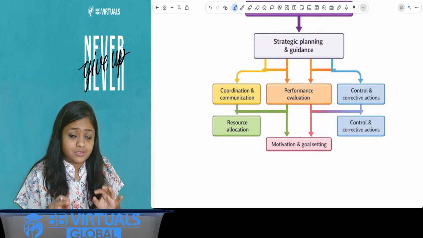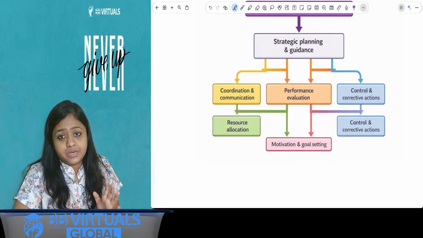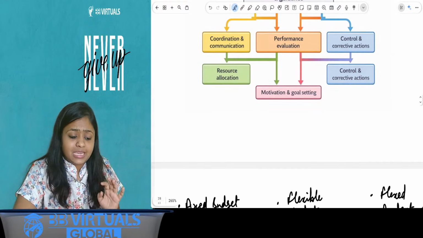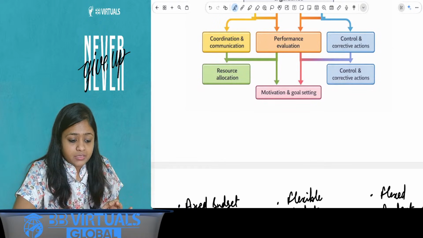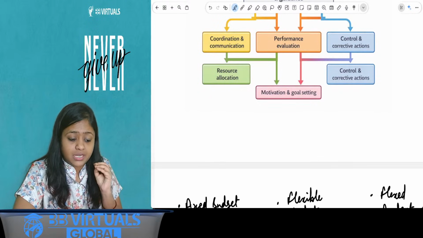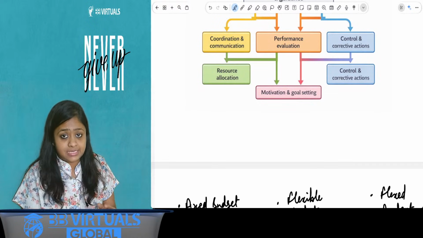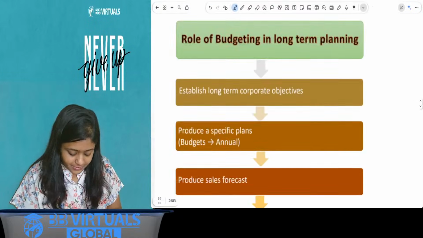Then resource allocation has to be as per the requirements of the organization, correct? So in total, I can say in brief that my budgets are the ones that help me make sure that the organization objectives are achieved with the utmost efficient resource utilization. Done? Clear? Great.